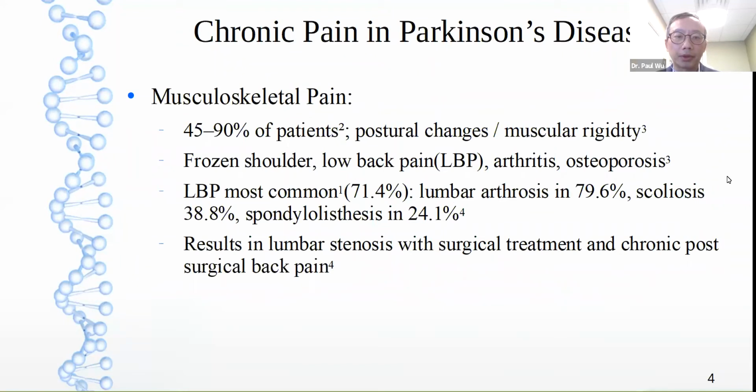In terms of musculoskeletal pain in PD patients, up to 45 to 90% of patients complain of pain. The musculoskeletal etiology is usually due to postural changes as well as muscular rigidity. Other types of musculoskeletal pain complaints include frozen shoulder, low back pain, arthritis, as well as osteoporosis, in which low back pain is the most common. Up to 71% of PD patients complain of low back pain.